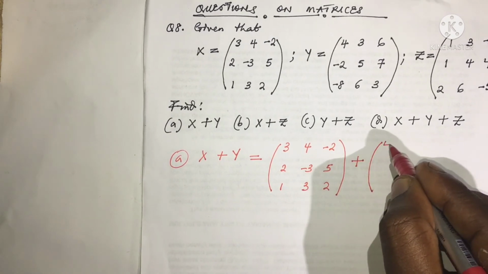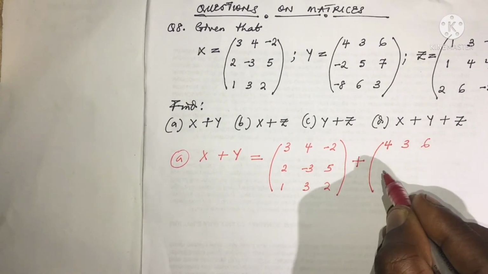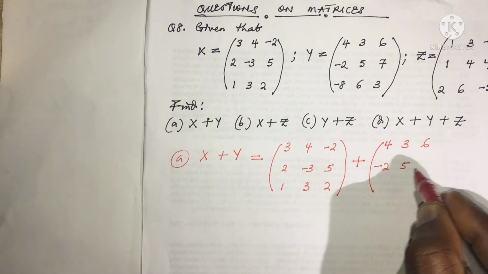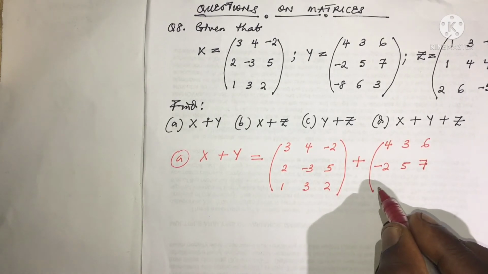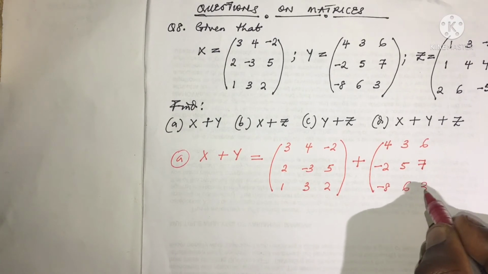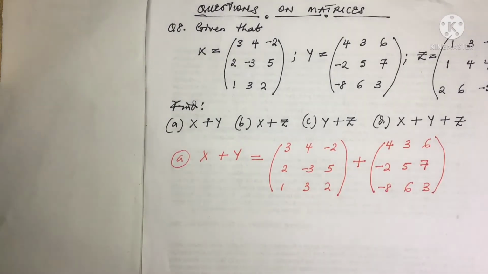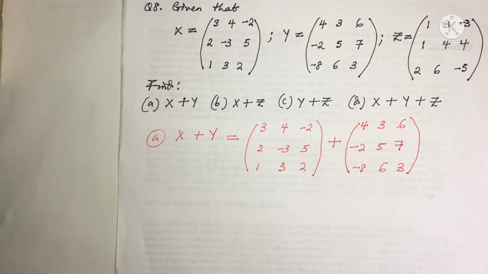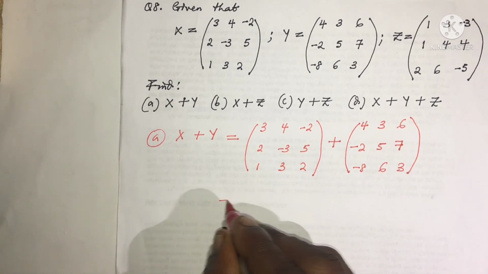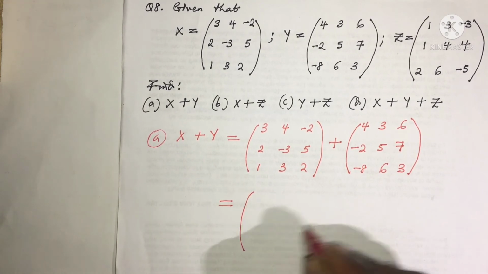Adding matrix X to matrix Y. What is matrix Y? 4, 3, 6, minus 2, 5, 7, then minus 8, 6, and 3. So let's add these matrices. For us to add, we are going to add elements in similar positions. At this moment, I'm expecting you should have gotten used to the routine. So all we have to do is add elements occupying similar positions.